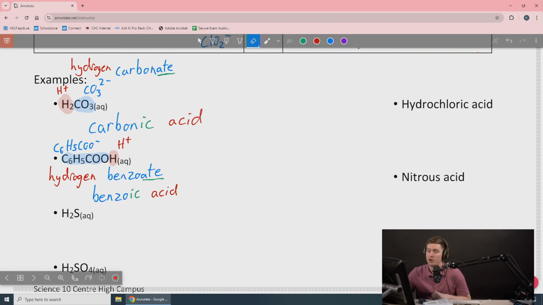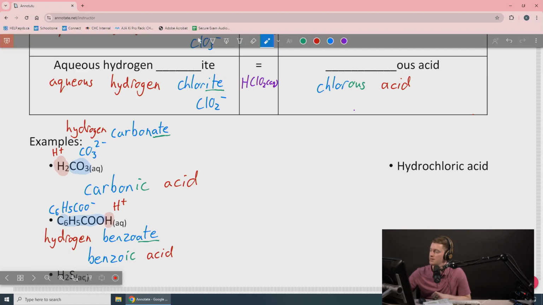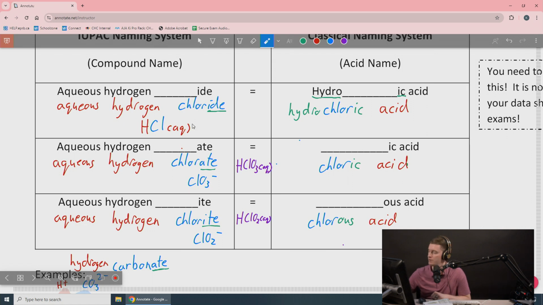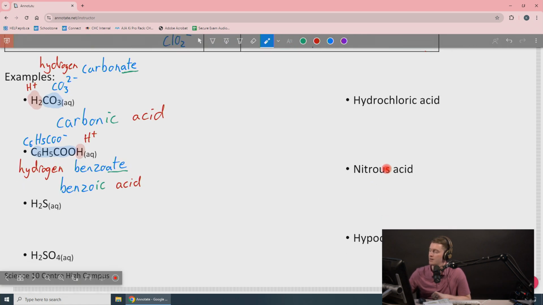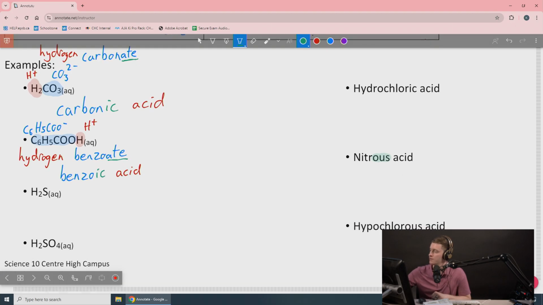If you're working backwards, this is if you're going from the name to the formula, we're going to skip hydrochloric acid because I already said that hydrochloric acid is HCl up here. But if we're working backwards from a name, let's look at nitrous acid. The first thing I want to identify is what was my new acid name? It was ous. Ous must come from the ending ite. The root stays the same, so this would be coming from a nitrite.